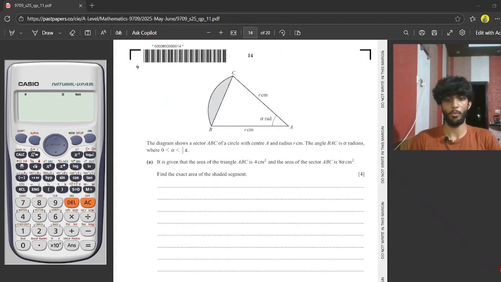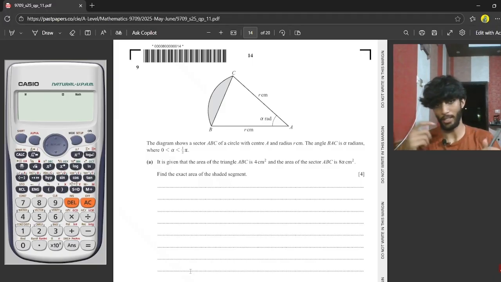That is my area. We are on question number 9, and question number 9 says we have a diagram of sector ABC of a circle with center A and a radius of r centimeters. The angle BAC is alpha radians, where alpha can be between 0 and pi by 2, which means anywhere from 0 to 90 degrees. We are told that the area of the triangle ABC is 4 centimeters squared, and the area of the sector ABC is alpha centimeters squared. We need to find the exact area of the shaded segment.